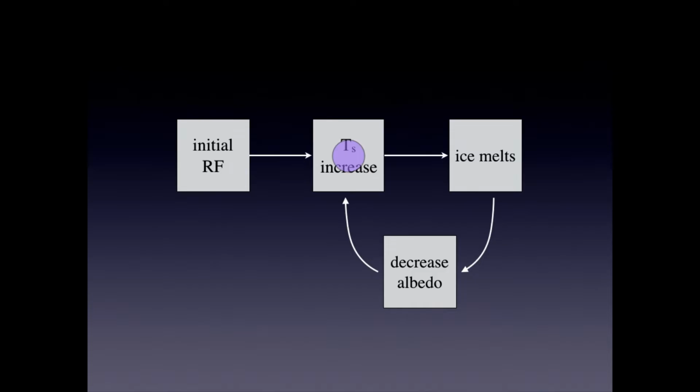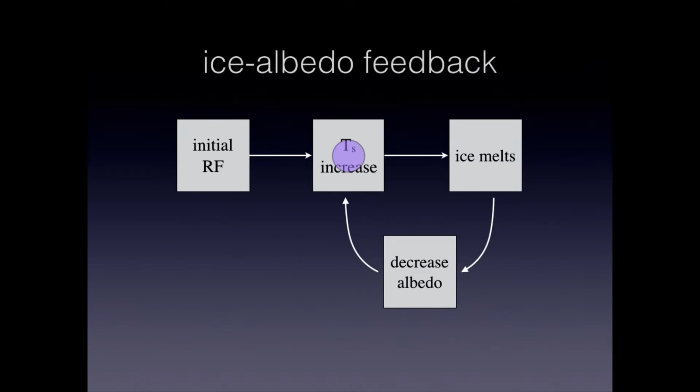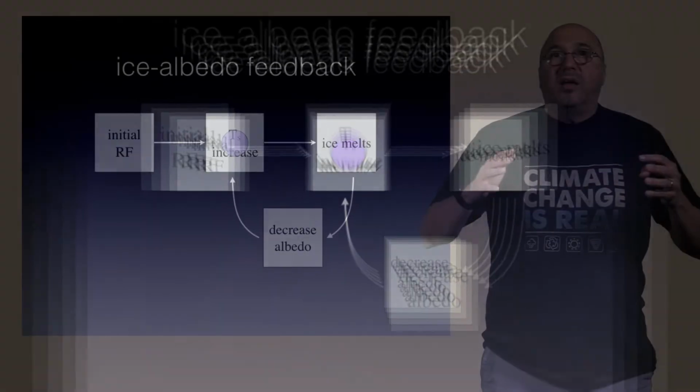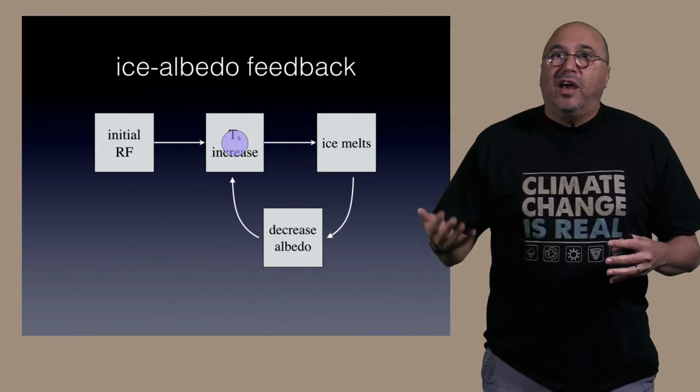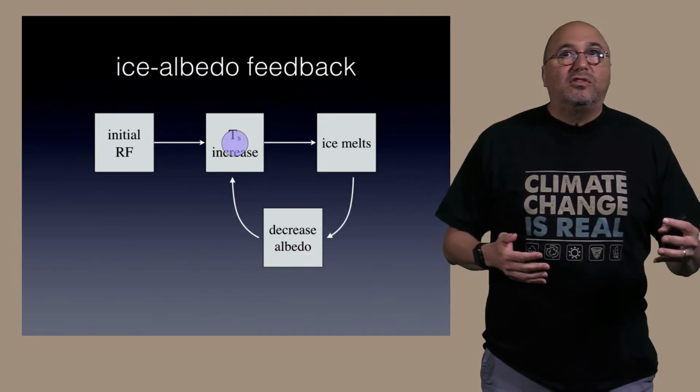The net result of this process, known as the ice-albedo feedback, is that the warming from the initial radiative forcing is amplified by the loss of ice and the resulting decrease in albedo. There are a number of these feedbacks. Obviously, there's the ice-albedo feedback, which we just discussed.